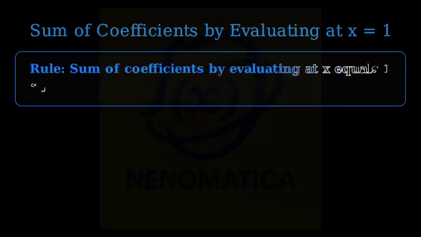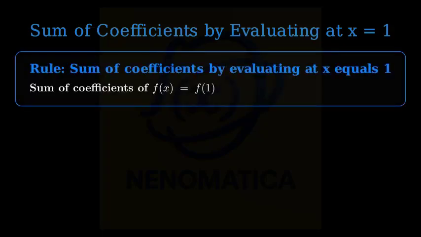We will find the sum of the coefficients of the polynomial raised to the sixth power by using a very handy rule. The sum of coefficients of a polynomial f of x equals the value of f at x equals 1. Here is our expression: (4x cubed minus 2x squared plus 3x minus 7) all to the sixth power.